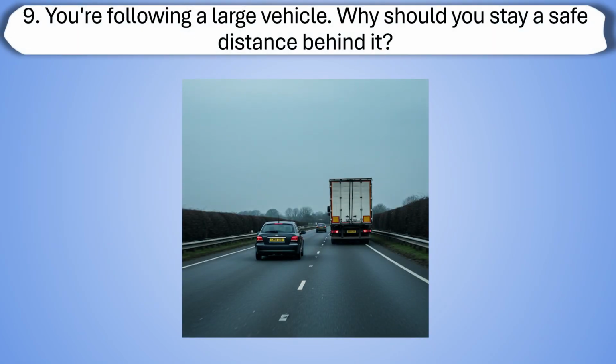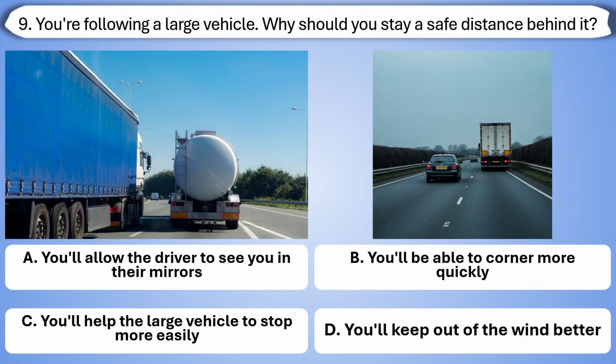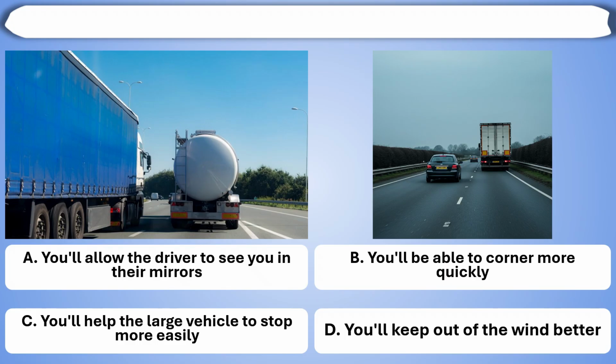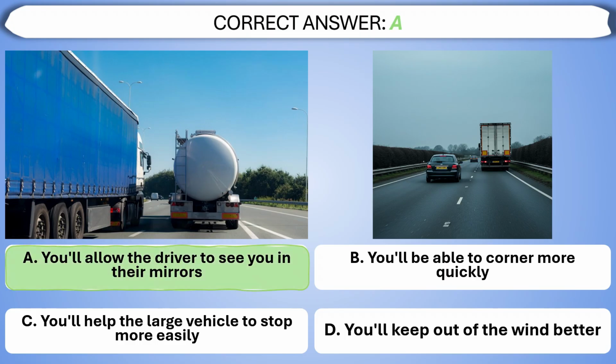9. You're following a large vehicle. Why should you stay a safe distance behind it? A. You'll allow the driver to see you in the mirrors. B. You'll be able to corner more quickly. C. You'll help the large vehicle to stop more easily. Or D. You'll keep out of the wind better. The correct answer is A. You'll allow the driver to see you in the mirrors.